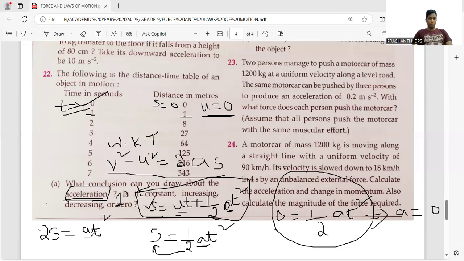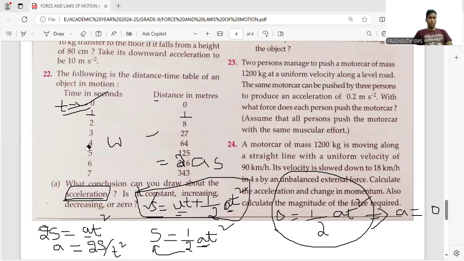Now I want the a value because I need to find acceleration. So now send this t square to the other end, and it becomes divided by t square. So the final formula is a is equal to 2s divided by t square. Now substitute all the time and distance values in this formula, a is equal to 2s by t square. I'll solve a few, and the remaining you try.